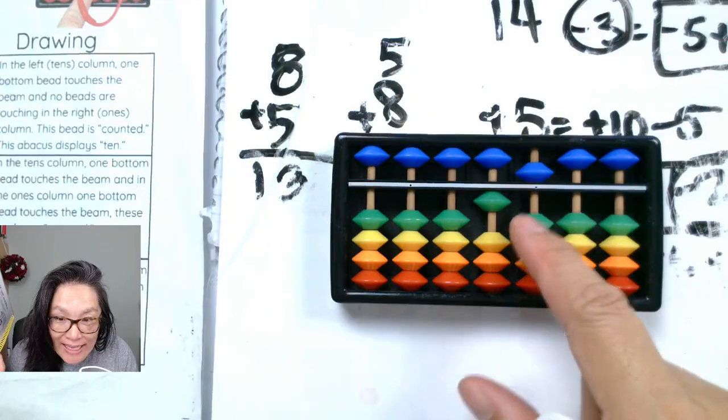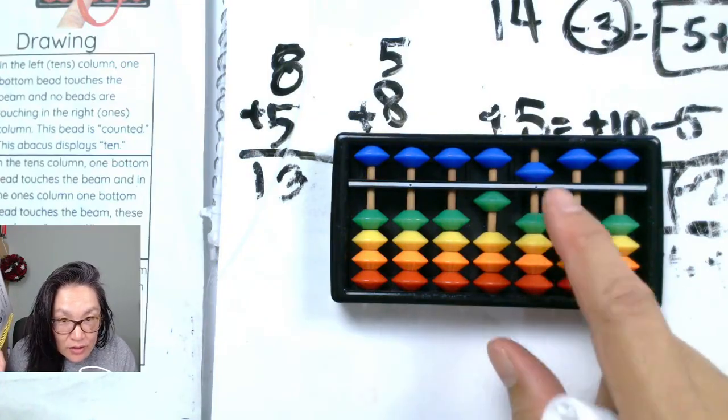Plus the 10, take away the 2. I can't take away the 2. There's no 2 to take away.